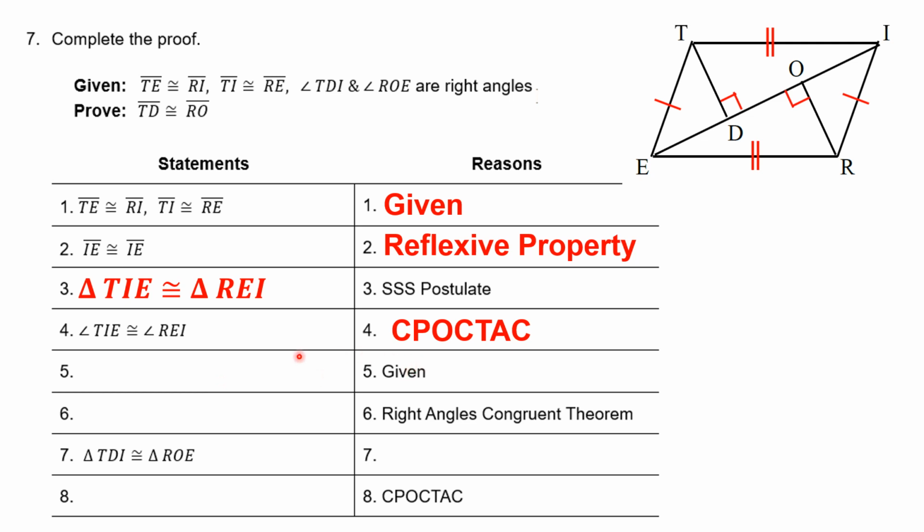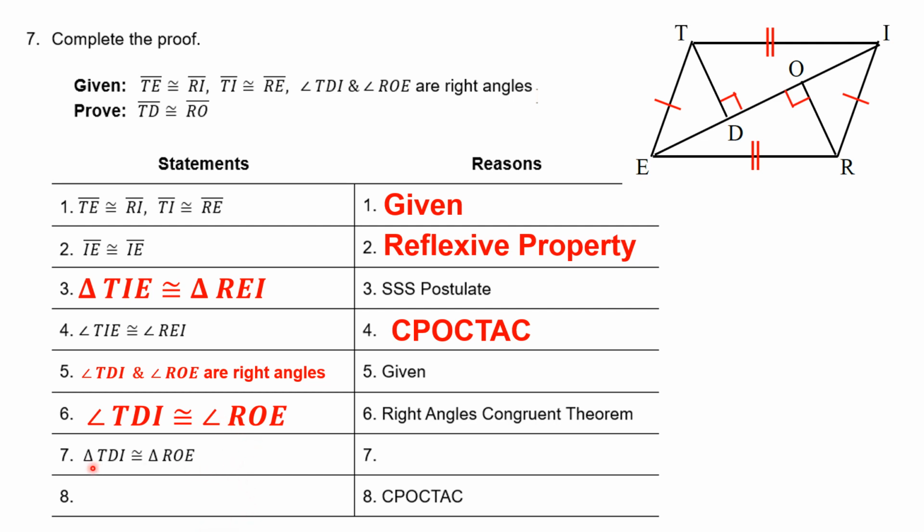And it says that we're supposed to be using something that was given. Well, we've already used the first two pieces, so let's use the third piece. So angle TDI and angle ROE are right angles. And by the right angles congruent theorem, what can we say is true? We could say that those two angles are congruent, right? So angle TDI is congruent to angle ROE.